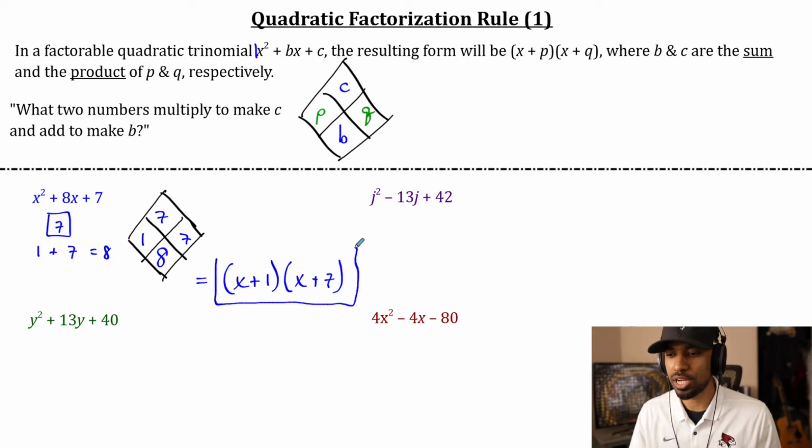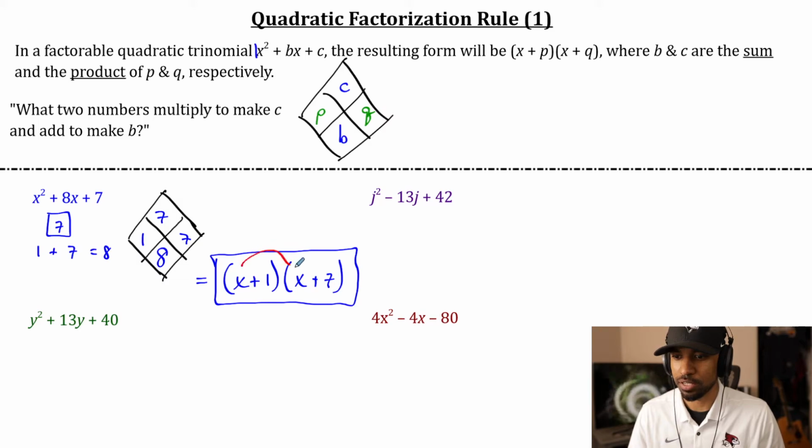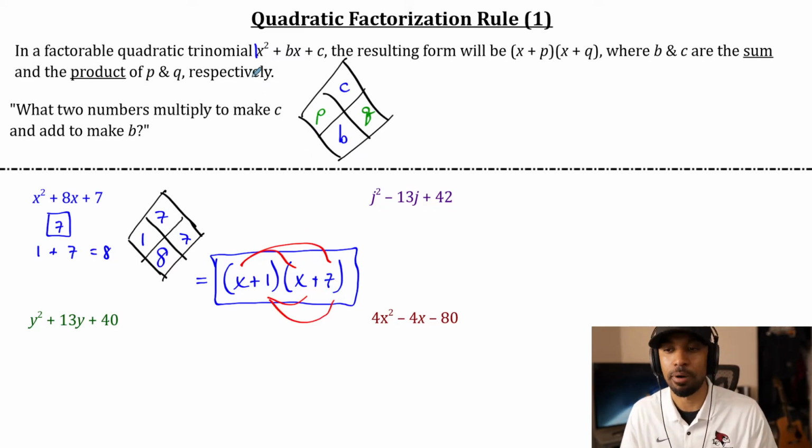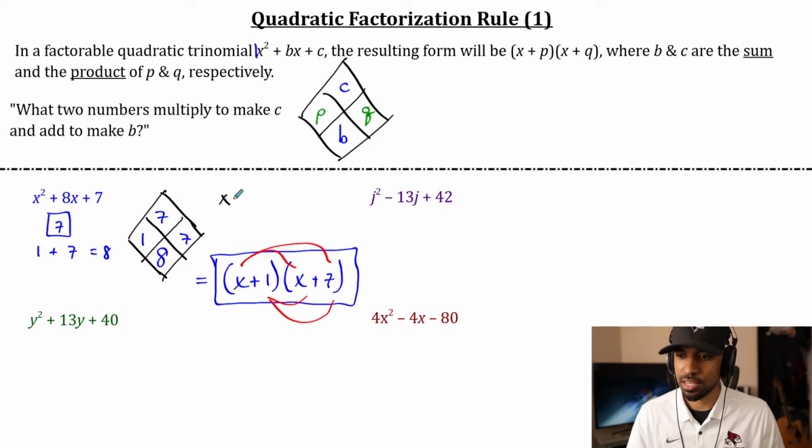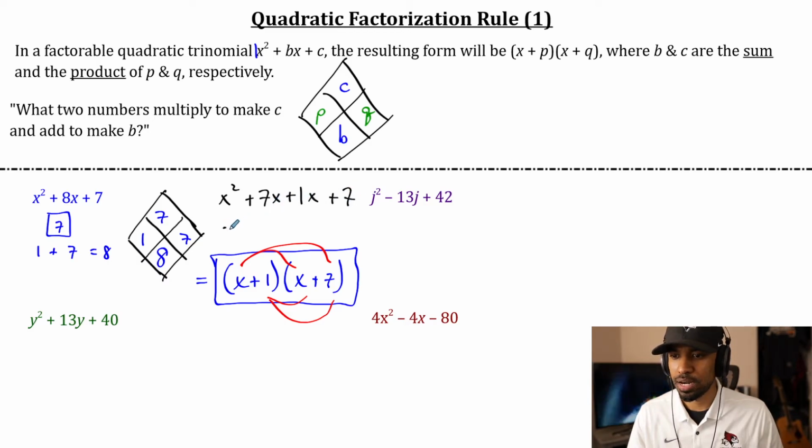Now, if you want me to double check this, I'm going to erase the double checking after because of room. Actually, I can fit it right up here. Let's go ahead and distribute this and see if that works. x times x, x times 7, 1 times x, 1 times 7. That's FOIL, binomial distribution. You learned that two videos ago. So x times x is x squared, x times 7 is 7x, 1 times x is 1x, and 1 times 7 is 7. 7x plus 1x is 8x, and you get x squared plus 8x plus 7.